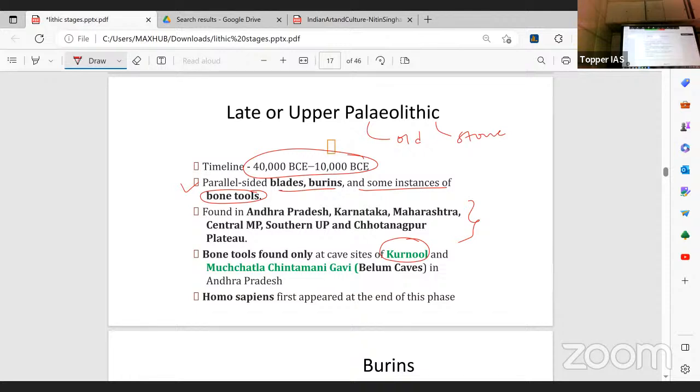Bone tools were found at the Muchchatla Chintamani cave. And Homo sapiens appeared at the end of this phase, in the upper Paleolithic.